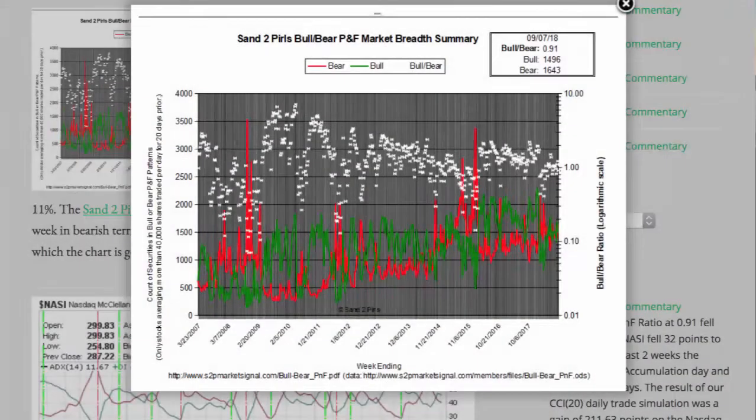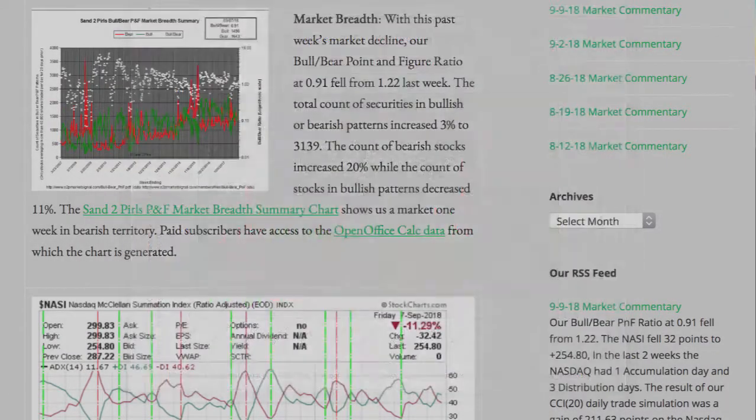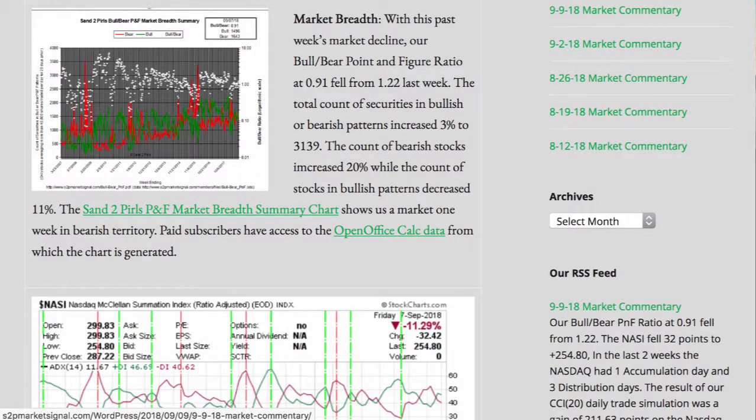Market breadth. With this past week's market decline, our bull-bear point and figure ratio at 0.91 fell from 1.22 last week. The total count of securities in bullish or bearish patterns increased 3% to 3,139. The count of bearish stocks increased 20%, while the count of stocks in bullish patterns decreased 11%. The Pirls PNF Market Breadth Summary Chart shows us a market 1 week in bearish territory.